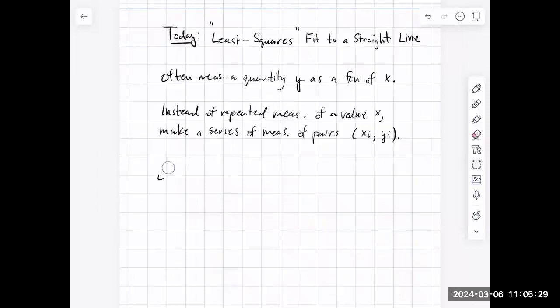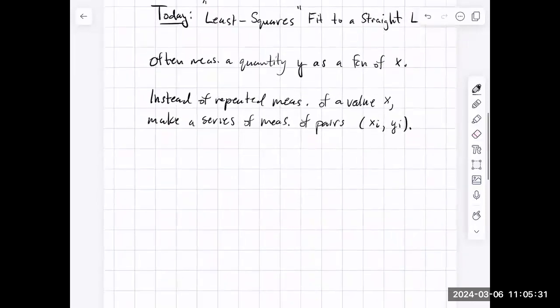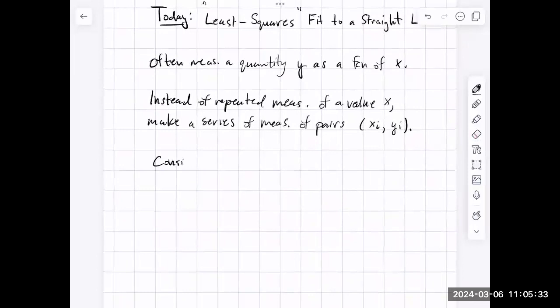For example, let's consider linear functions.